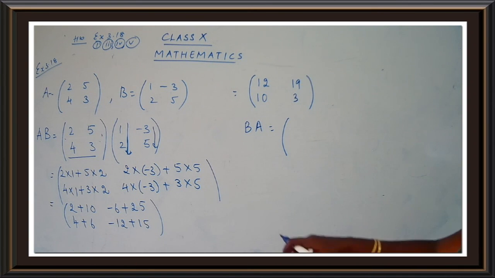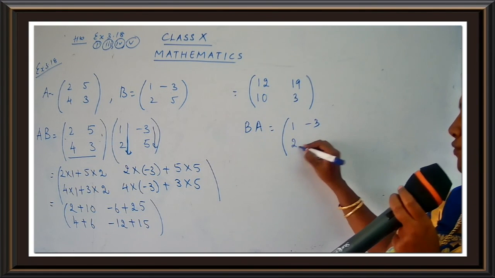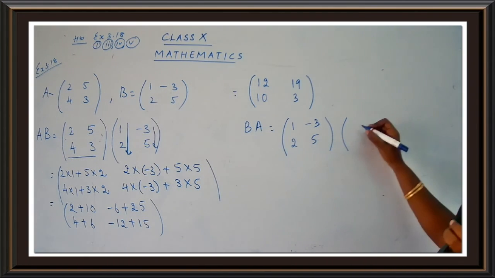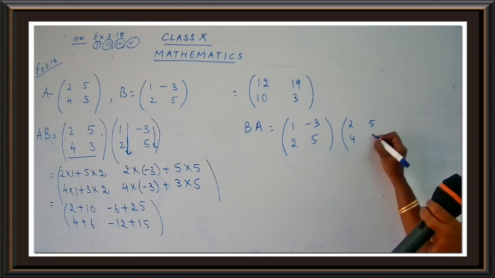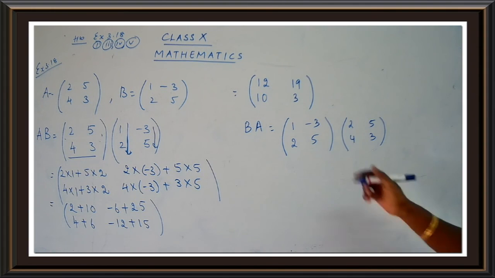Let's write B. What is B? 1 minus 3, 2, 5. Okay, I have written the matrix B. Now let's write matrix A. What is matrix A given to you? 2, 5, 4, 3. Okay. Shall we start the matrix multiplication? Let's see how to start.